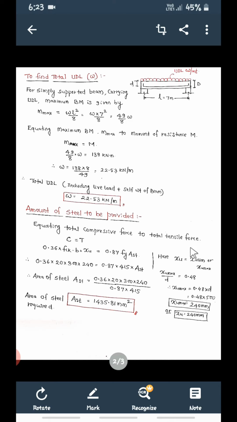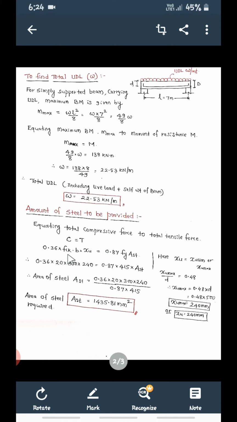In the beginning class, we have seen there will be two forces: one which is there in the concrete and another force which is there in the steel. So the total force in concrete is capital C, and the total force in the steel bar is capital T. Equate these two. So what is force? Force is equal to stress into area. How are we going to find force? Force is equal to stress into area. So what is the stress in concrete? 0.36 fck.